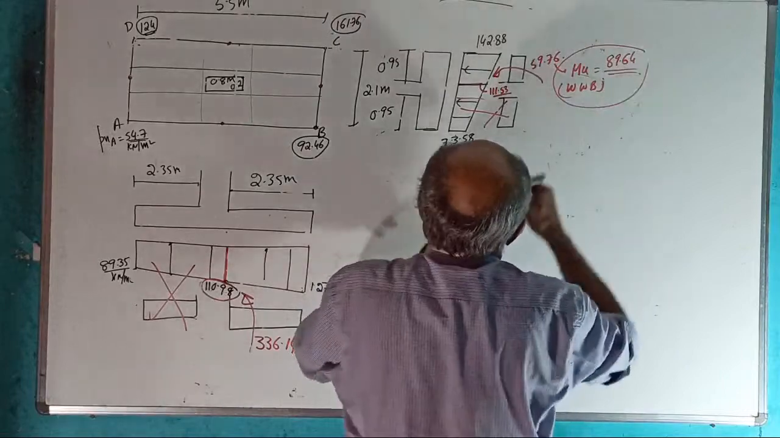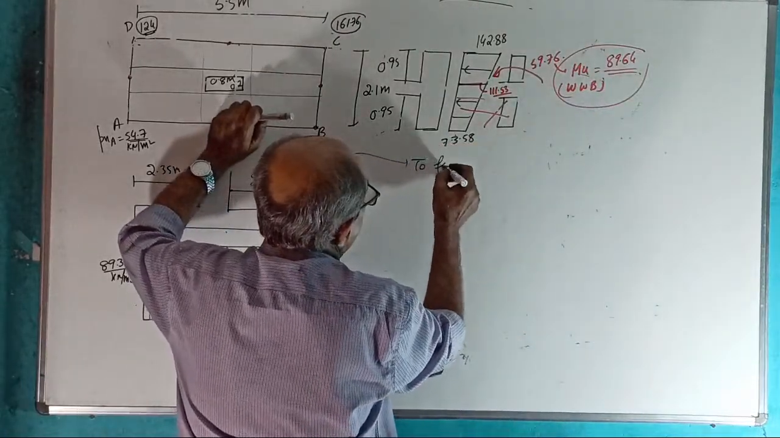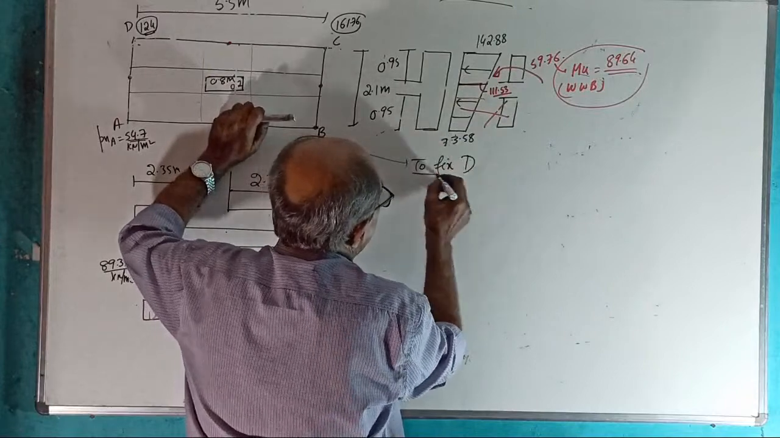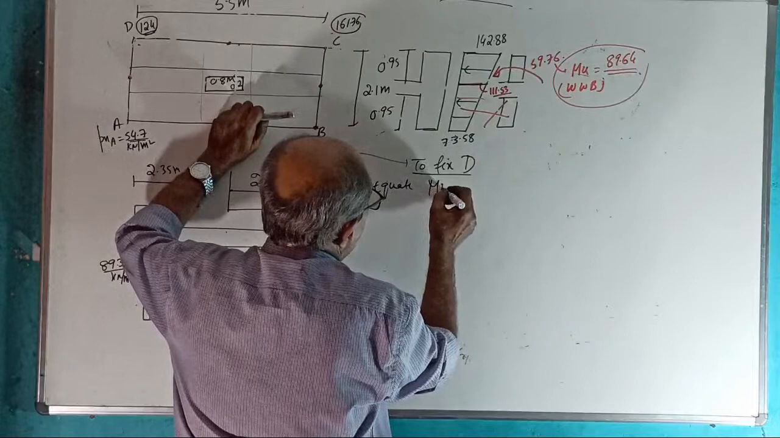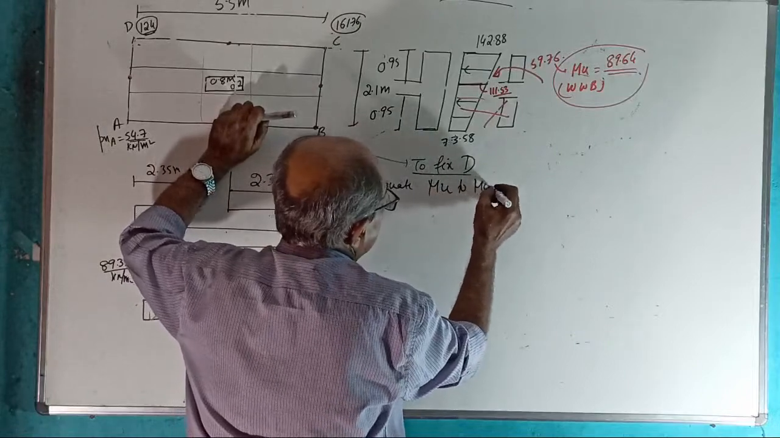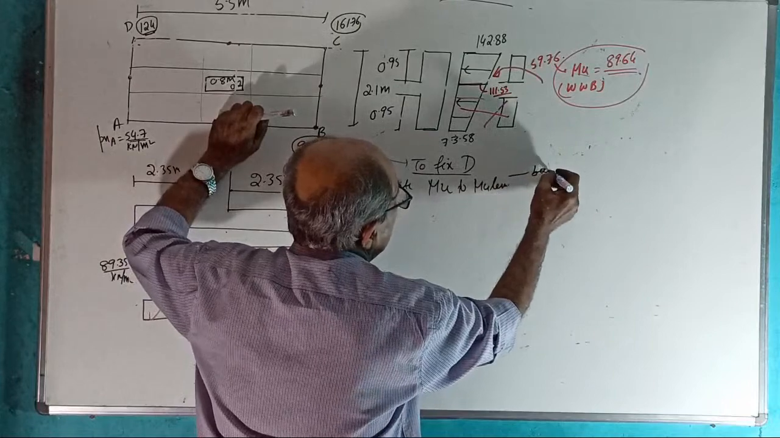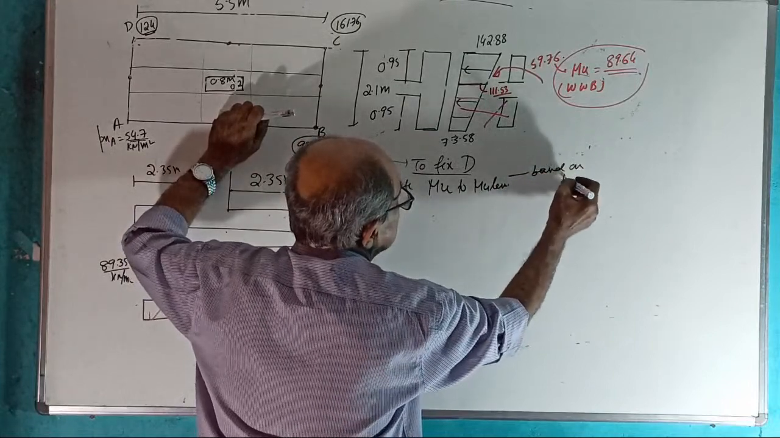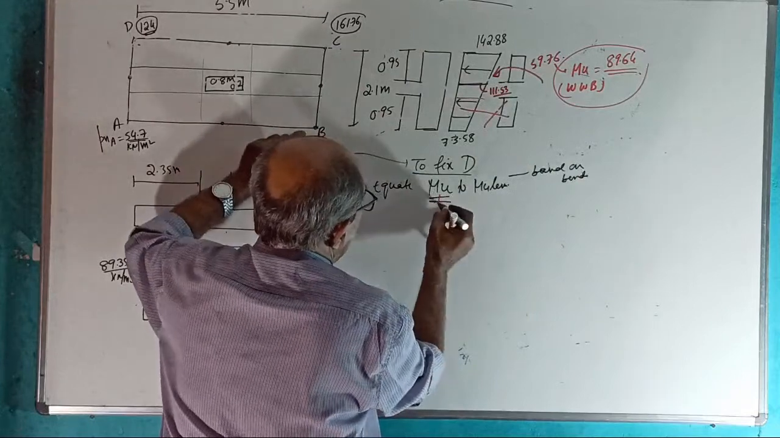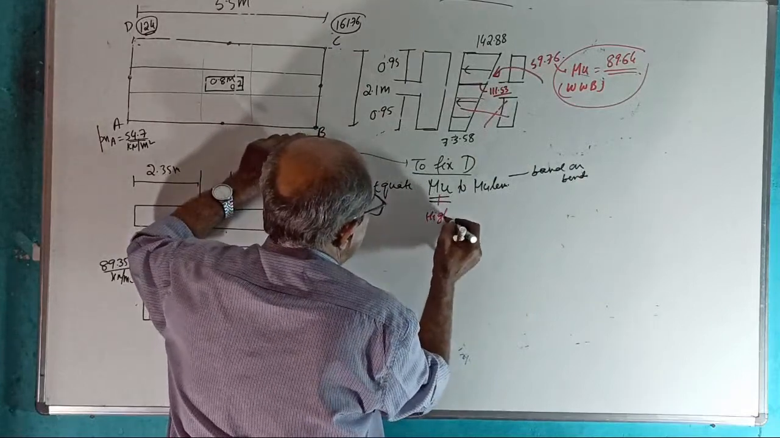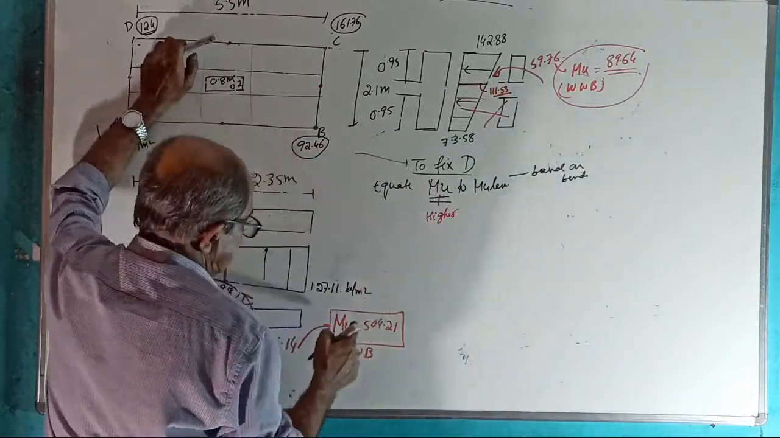Okay, these are the values. Now, to fix the depth D, equate Mu to Mu limit. That is based on bending. Based on bending you fix. Okay. Mu means which one? Higher Mu. Higher Mu you decide.